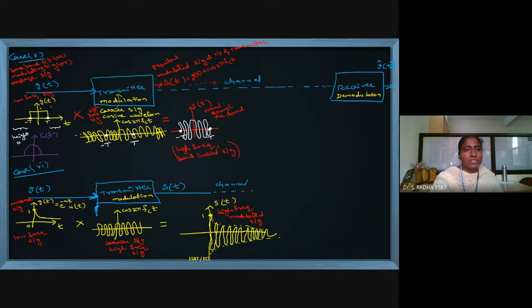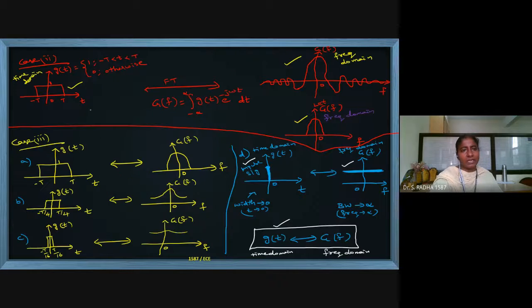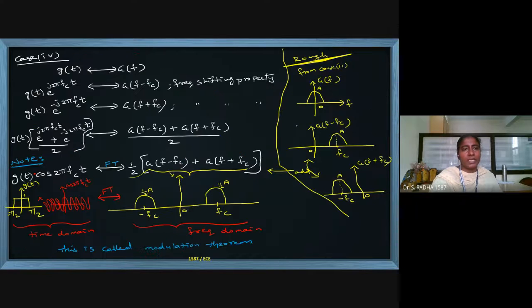This is the time domain G of t. This is the frequency domain for the G of t. Already we discussed here. See the tick marks. G of t, if this is a rectangular pulse, the frequency domain, I have written G of f. This diagram I am taking in case 5.